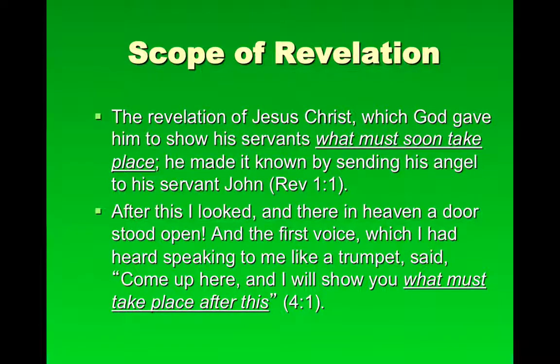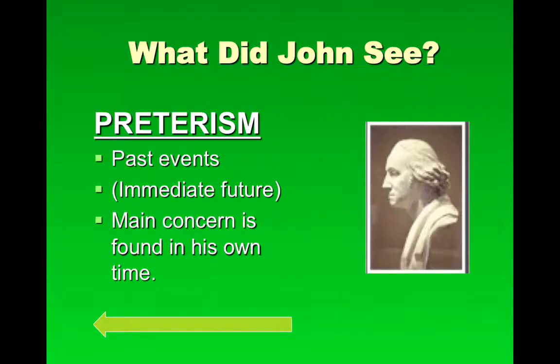The scope of Revelation is broad. We have here the revelation of Jesus Christ, which God gave him to show his servants what must soon take place. He made it known by sending his angel to his servant John. And then after this, at the transition point in chapter 4, verse 1, "After this I looked, and there in heaven a door stood open. And the first voice which I had heard speaking to me like a trumpet said, 'Come up here, and I will show you what must take place after this.'" So at two crucial junctures in this book, we have the expression, "what must soon take place." And that phrase is a future-oriented phrase, and that has tended to influence readings of Revelation in some unfortunate ways.